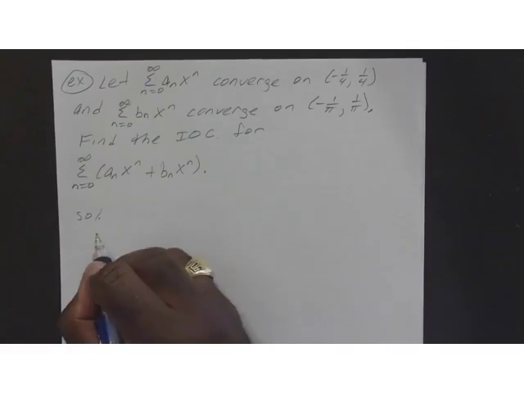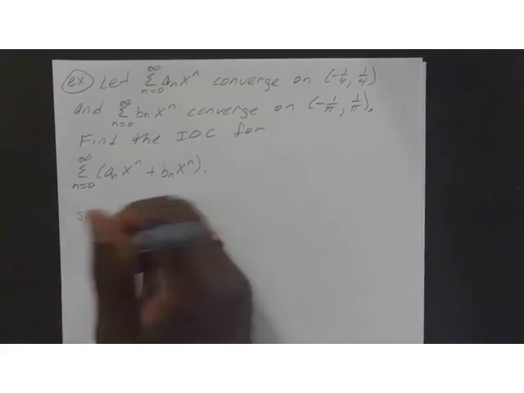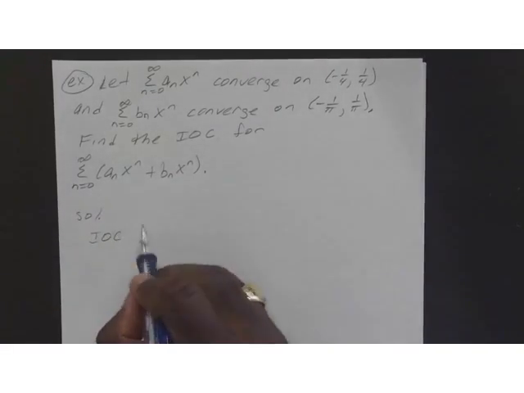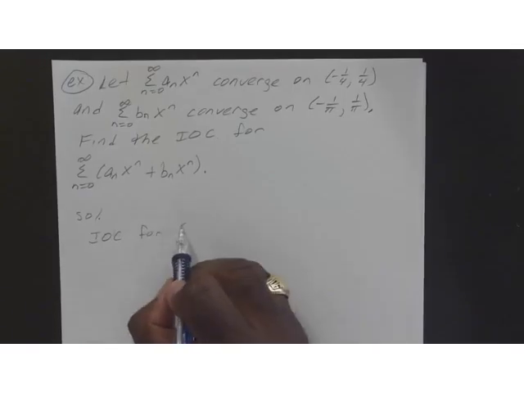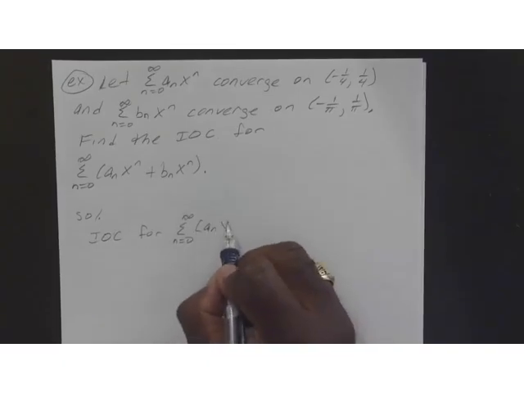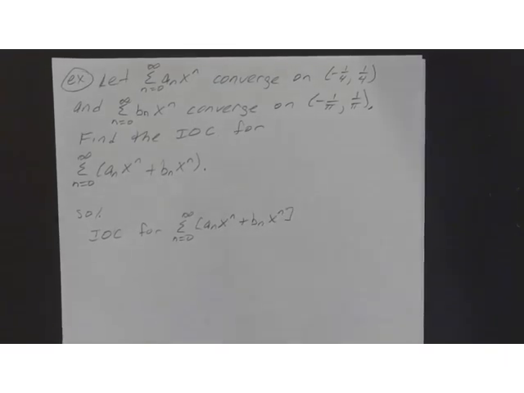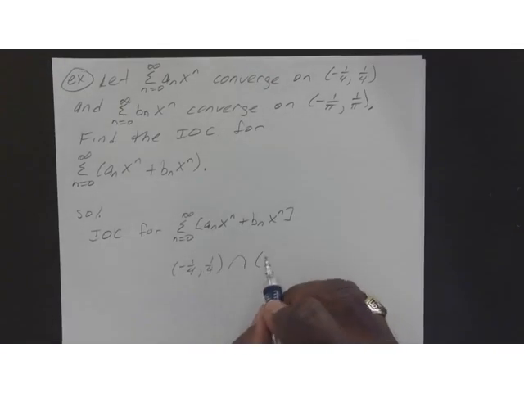Okay, so we know that the intersection, I might as well just say interval of convergence, no point in saying the intersection. So the interval of convergence for the sum from n equals 0 to infinity of a sub n times x to the power of n plus b sub n times x to the power of n is just the intersection of their individual intervals of convergence. So that means if you get negative 1/4 to 1/4, you want to find their intersection with negative 1 over pi to 1 over pi.